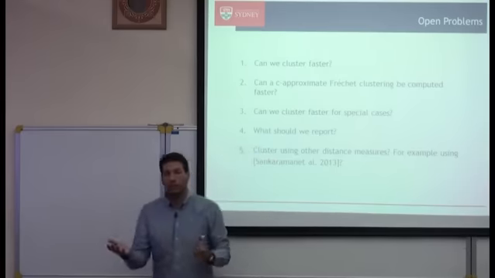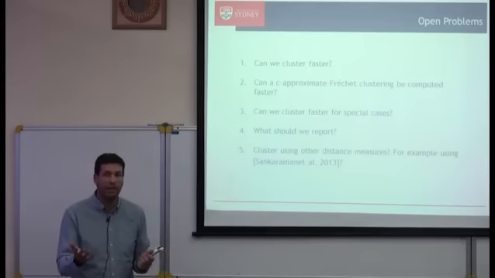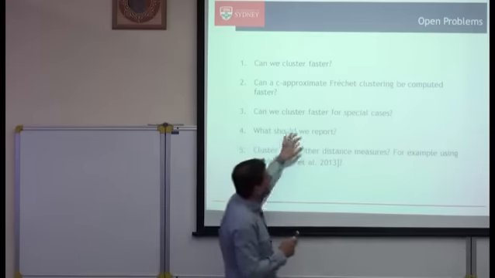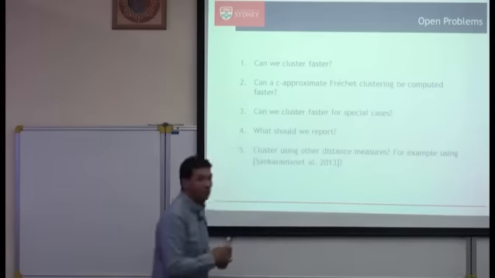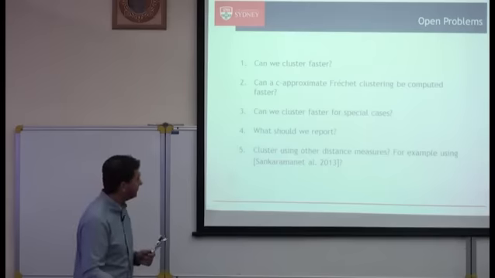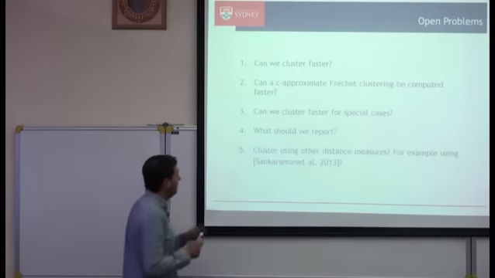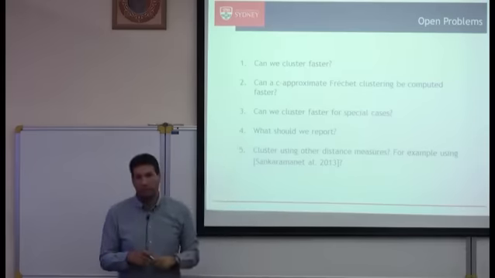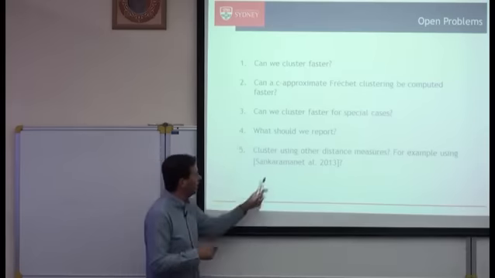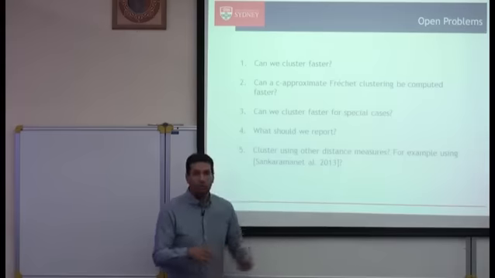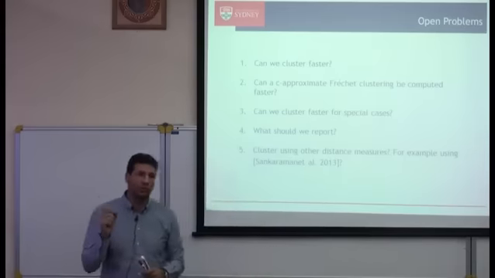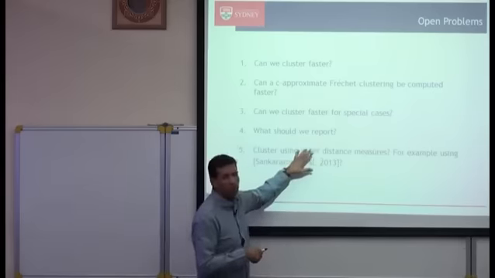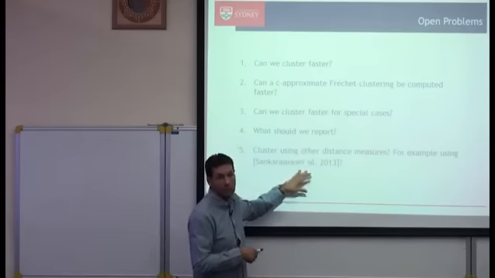For example, yesterday I was saying, if the paths are c-packed, then you can compute the Fréchet distance faster. But can you cluster using this too? Can we cluster using other distance measures? Again, I think there was a very nice paper last year that proposed a new distance measure. It's not a metric, which will make it a bit harder. But it's a very nice distance measure, and it would be interesting to see if one could cluster using this distance measure.